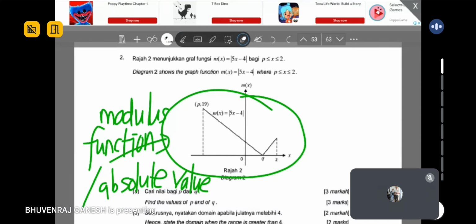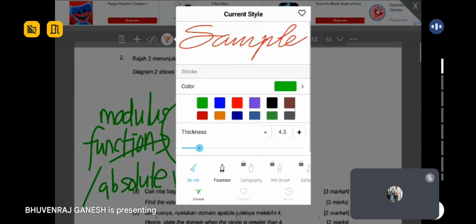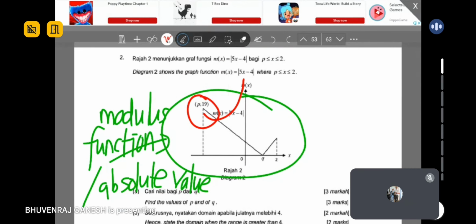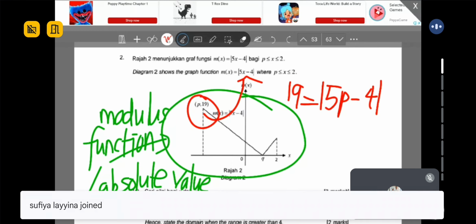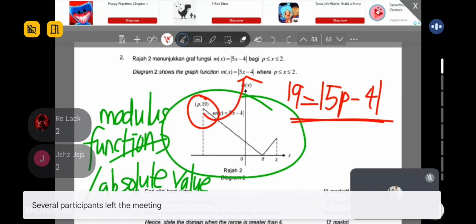Alright. Okay, so now they ask you to find the P and Q. Okay, so macam mana cari nilai P dan Q guys? Okay, very simple. You see the point over here? You can substitute. Kamu gantikan kat sini. Okay, so you get 19 equal to modulus 5P minus 4. Okay, so guys, when we have this kind of equation, how many possible answer for P do we have? Berapa nilai P kita ada? Kalau ada persamaan macam ni.